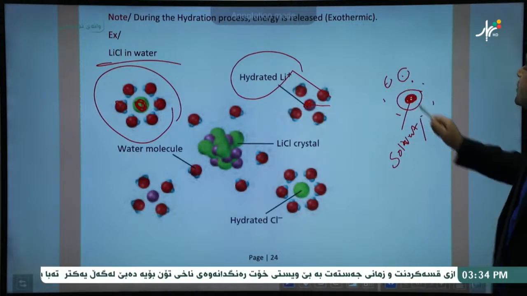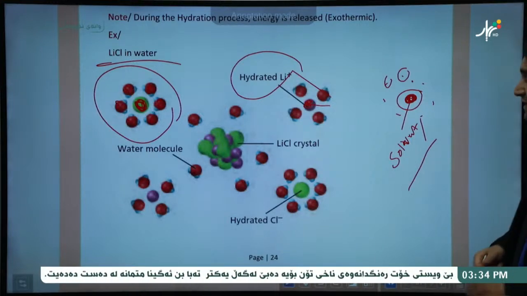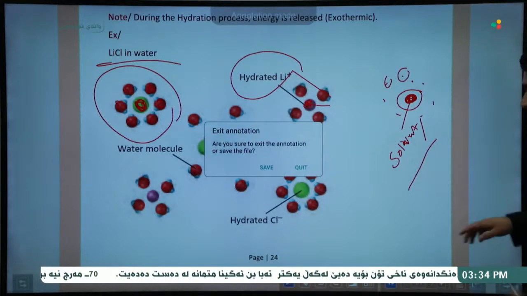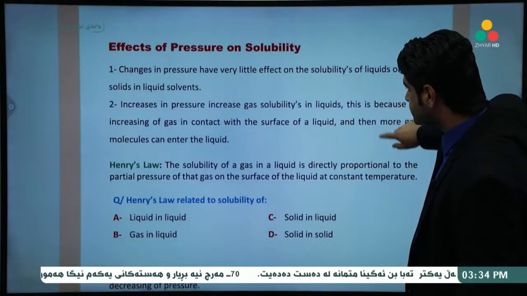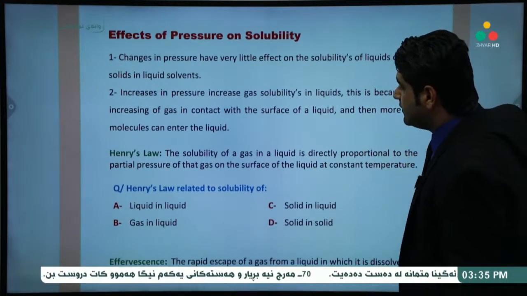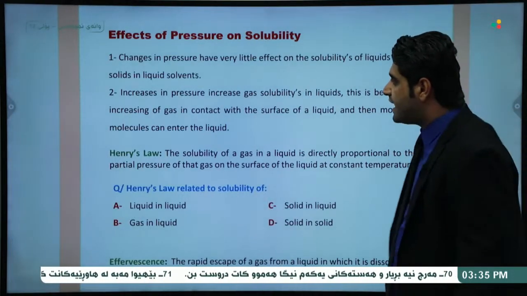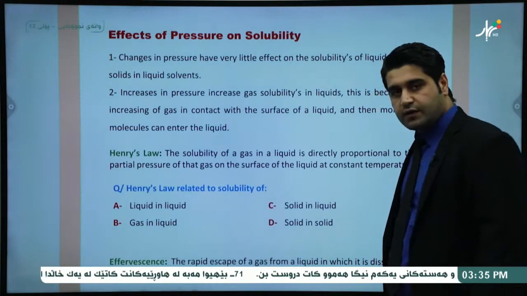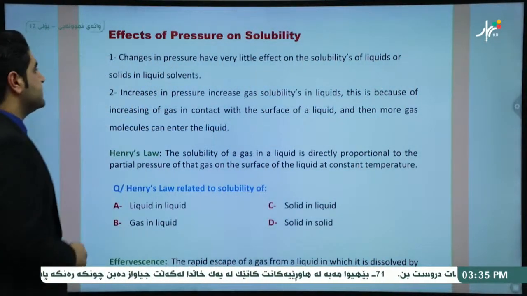But if a solvent is not water, it will be solvated. So this process is always exothermic, releasing energy. Okay? And now, the factors that affect the solubility of gas in liquid. This is very important when discussing solubility of gas and liquid.